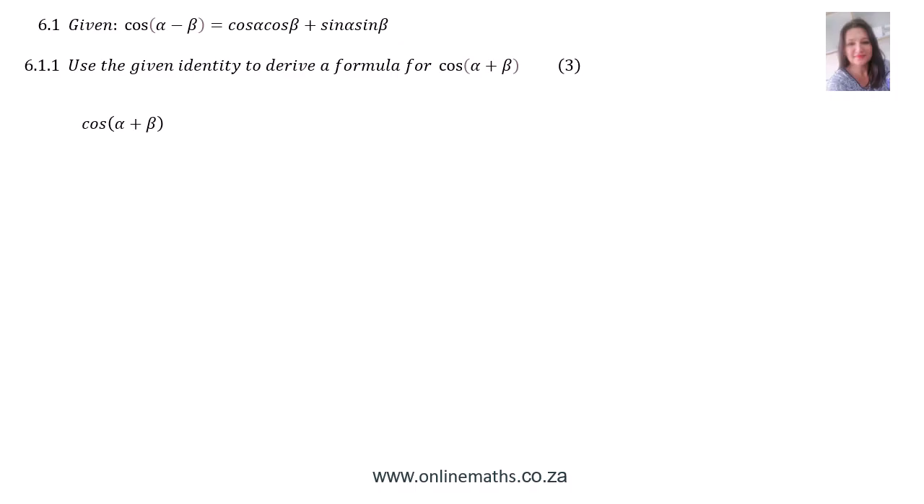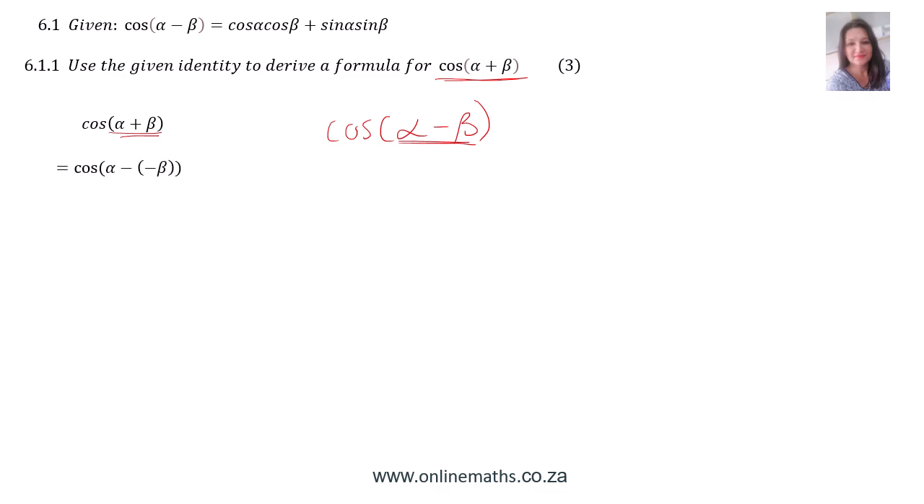6.1. Given cos(alpha minus beta), the compound angle identity, is equal to cos alpha cos beta plus sin alpha sin beta. Use the given identity to derive a formula for cos(alpha plus beta). Now the only thing we have is the cos(alpha minus beta), and we're going to change this so that it becomes cos(alpha plus beta).